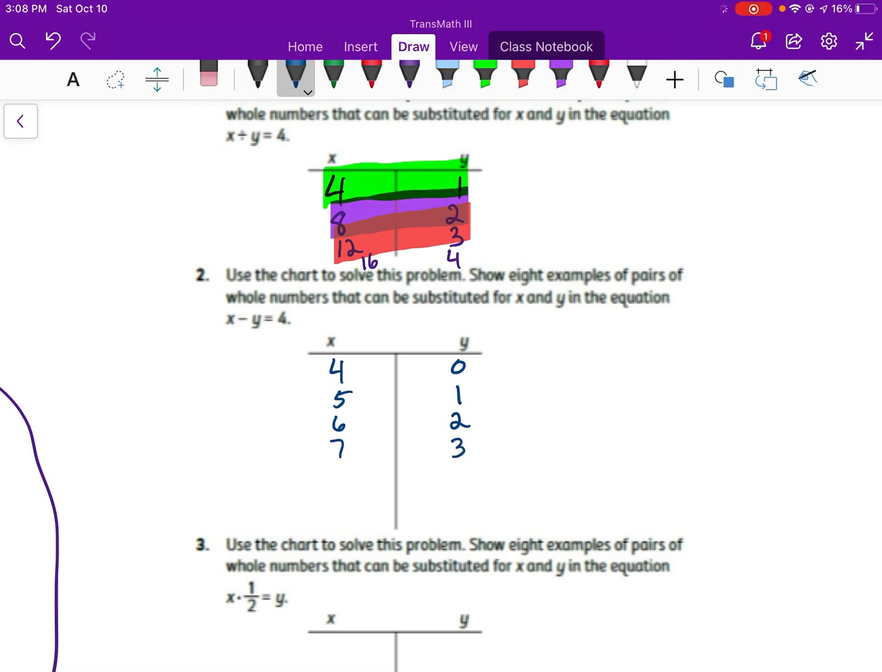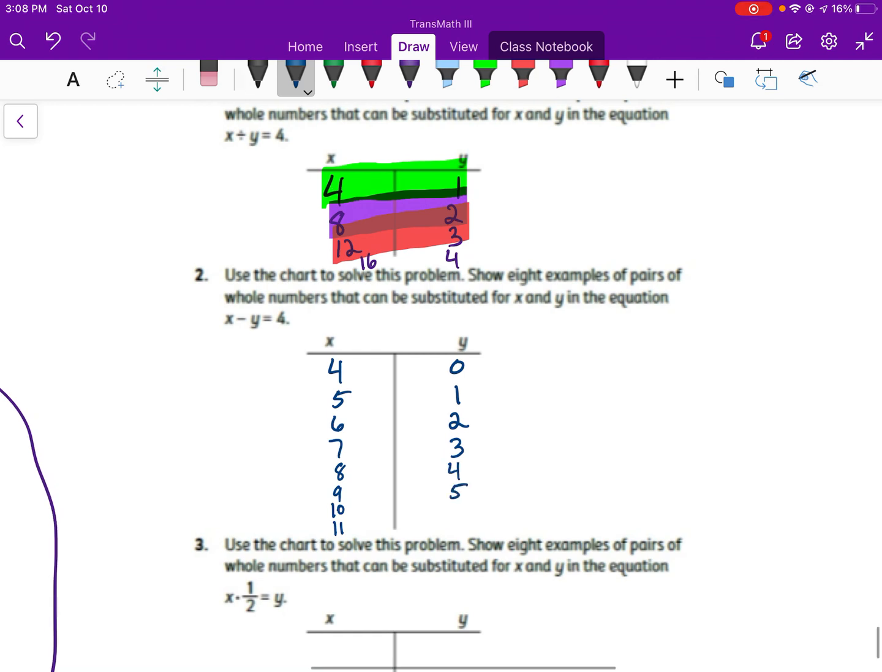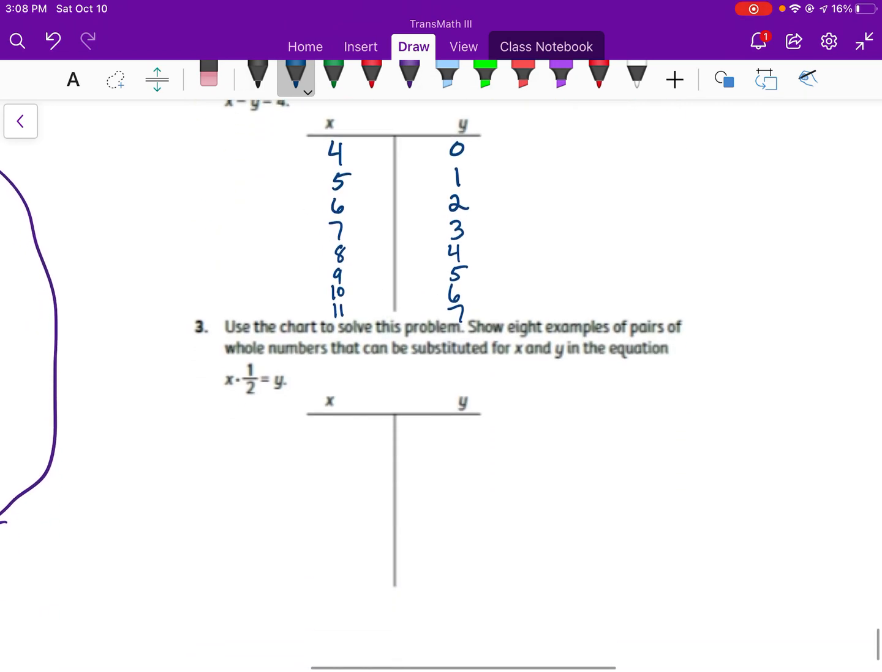I'm just going up by 1 every single time. Okay, so 8, 9, 10, 11. So then 8 minus 4, 9 minus 5, 10 minus 6, 11 minus 7. Okay, there gives us our 8 values. Okay, so after you've done a few, you can see a pattern and you should be able to follow that pattern. Now, use a chart to solve this problem.